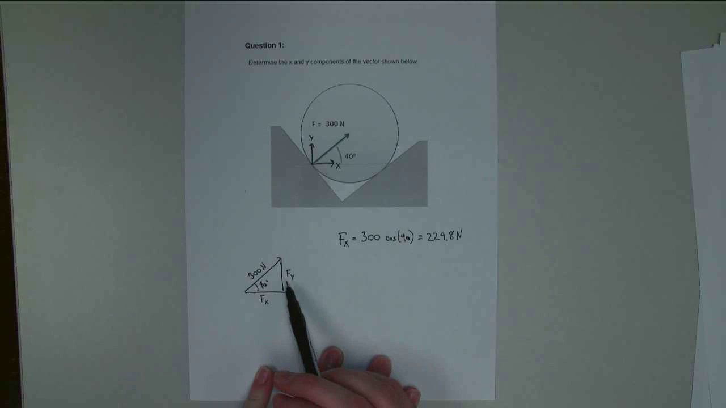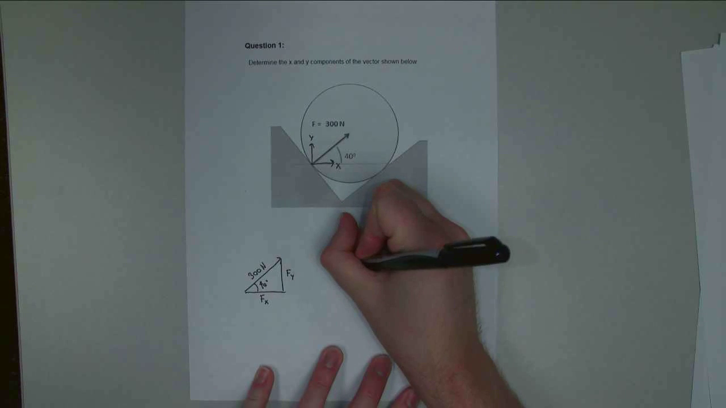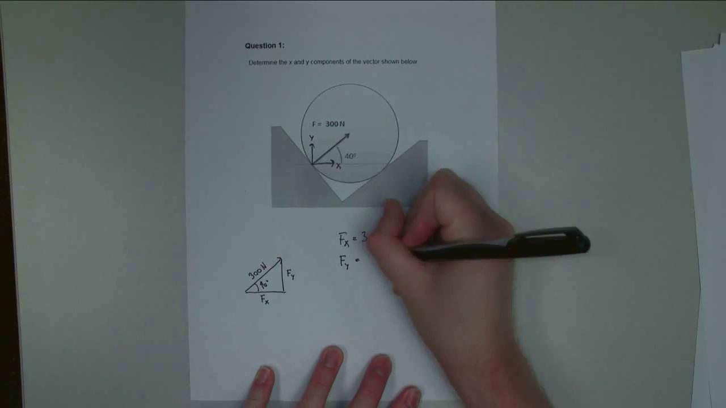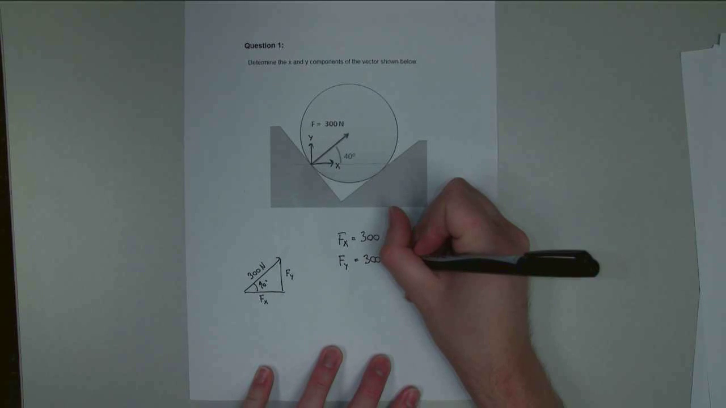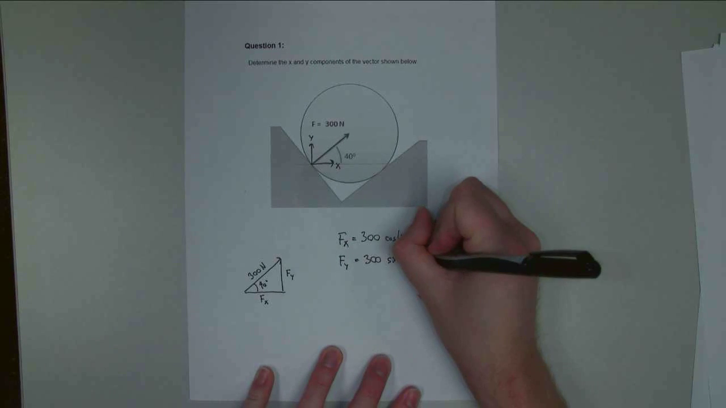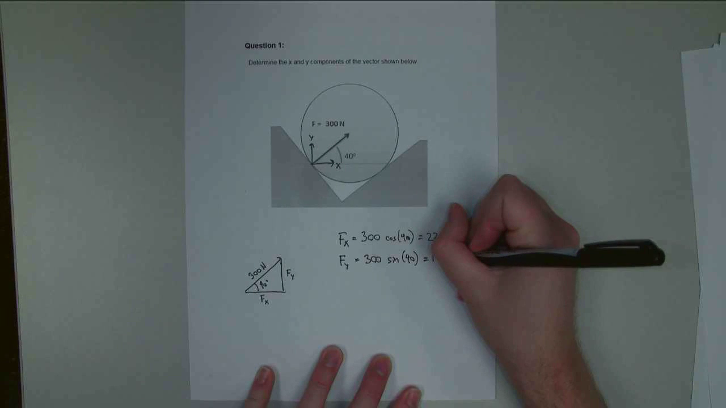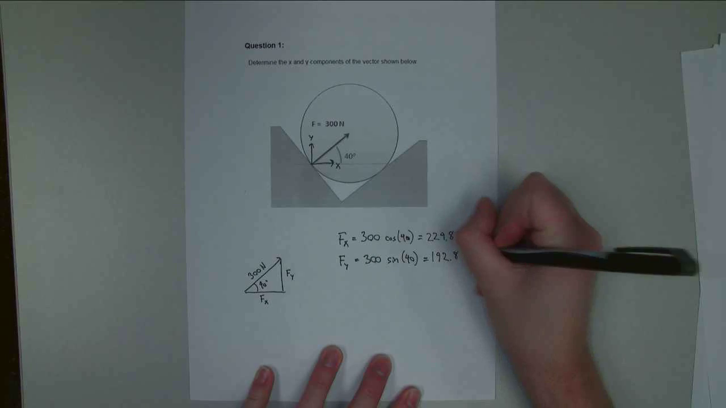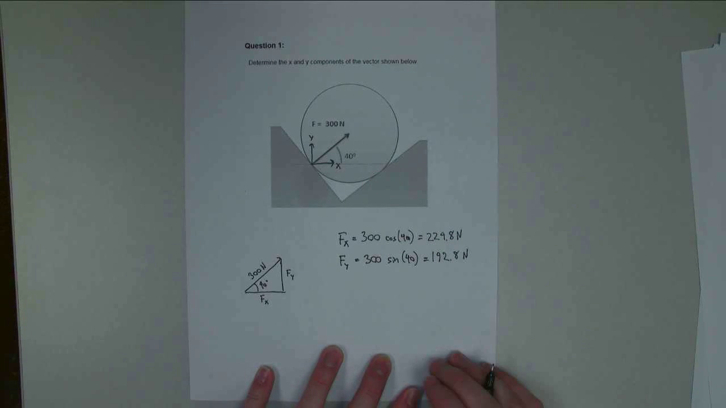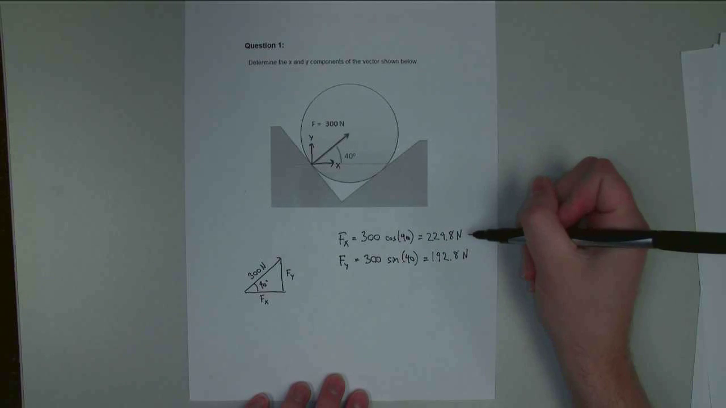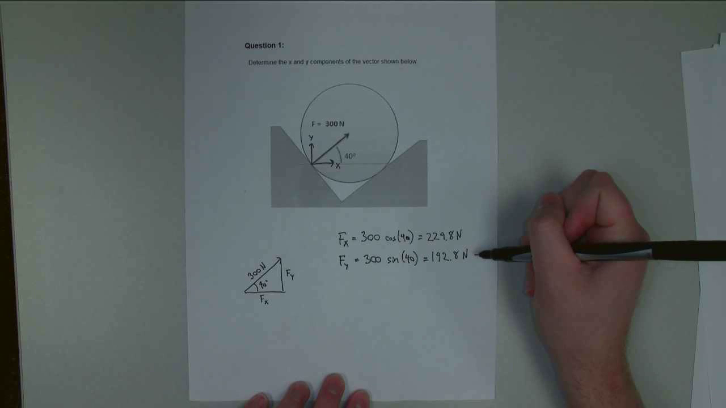And for the y, this is the opposite side on our triangle, so it's going to be 300 times the sine of 40 degrees will give me Fy. And that turns out to be 192.8 newtons. So this is the x component here, this is the y component here.